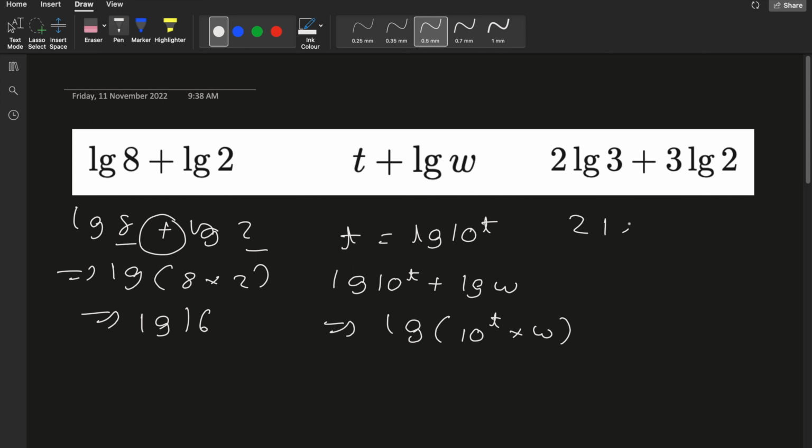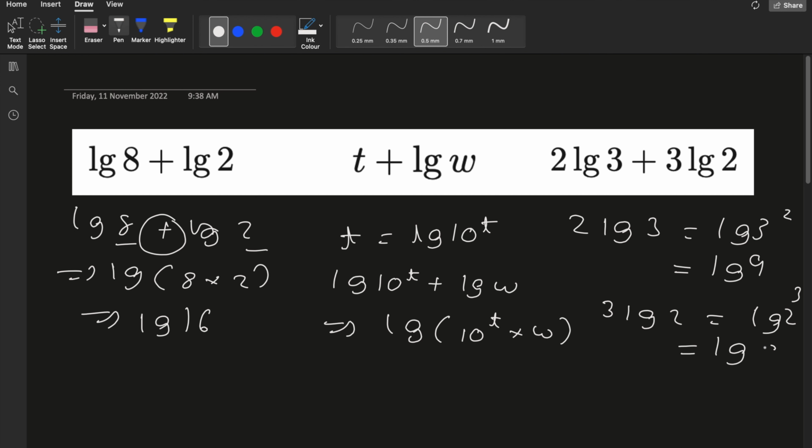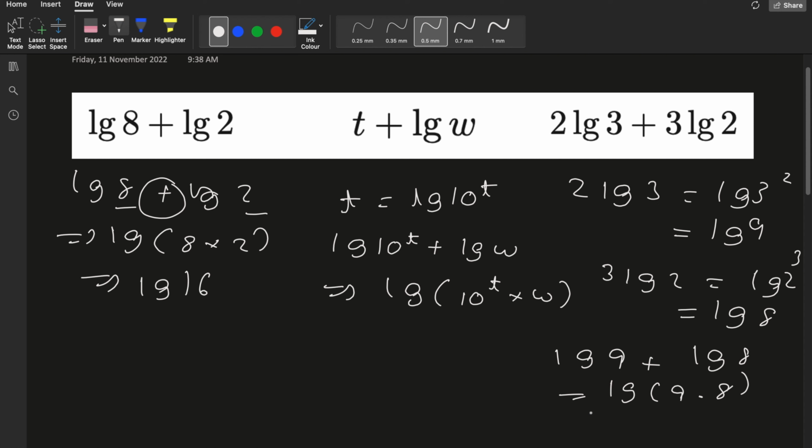So we can write 2 log 3 as log 3 squared. That would give 9. And similarly, 3 log 2 would give, this is the third row, that would give us log 8. So log 9 plus log 8 would be log 9 into 8. And 9 into 8 is 72.